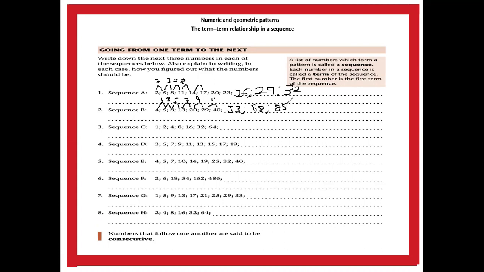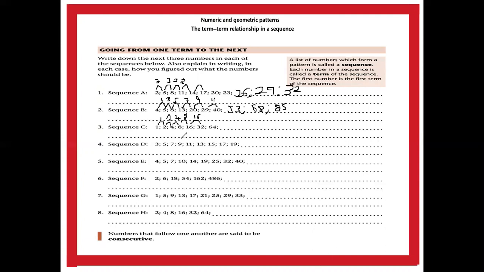All right, let's move on to sequence C. So sequence C, we go up by 1, then 2, then 4, then 8, then 16. Okay, so this one, we're going up in numbers, but we're also doubling numbers. If you look at it, that's a different way to look at it.